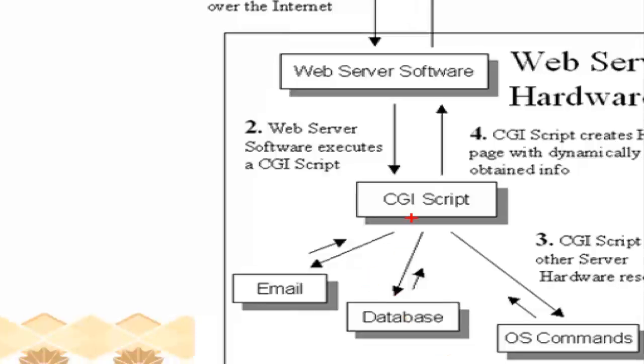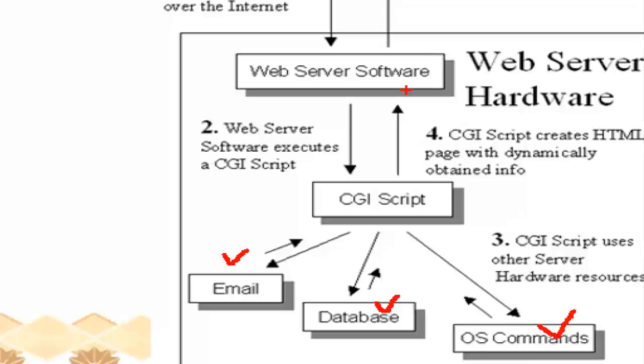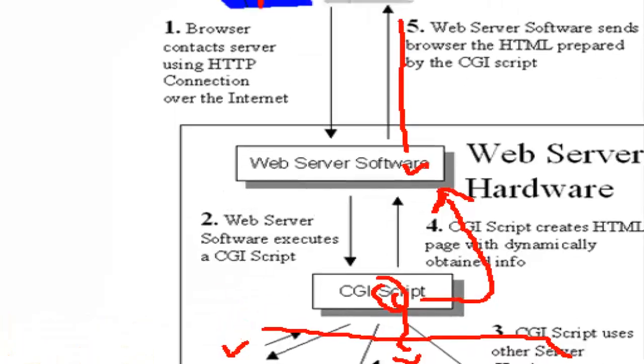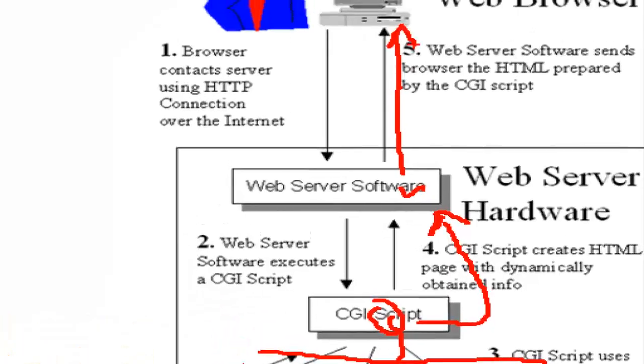Now let's look at what happens. This script, the CGI script, interacts with either an email server or a database server, or it may issue some operating system command. This script acts as an interface between your web server software and the rest of the things on the web server. So when a request is made, the script runs here. It takes a resource, and the output of the script is usually in the form of HTML, and it is sent back to the server, and the server then sends it back to the client. So this is what usually happens.